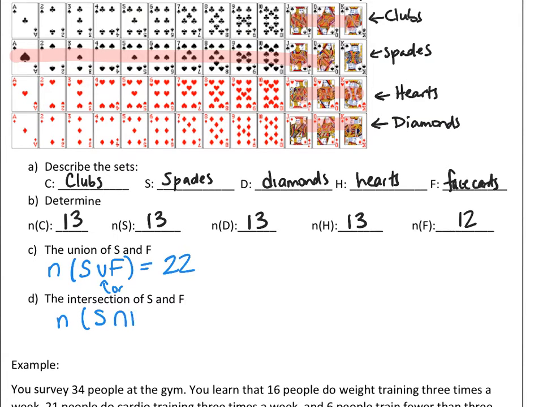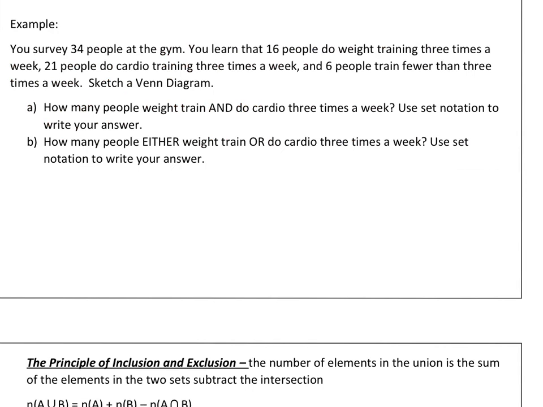So S and F, the intersection. How many spades are face cards? If I look at my spades, I can see that just these 3 here are my face cards. So there are 3. All right, let's look at another example.